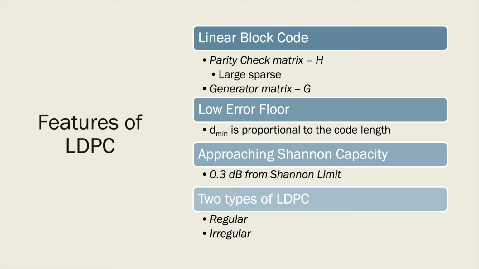The LDPC code can be further categorized into two types: regular and irregular LDPC code. The difference is that for regular LDPC, the number of ones in each row or column is a fixed number, whereas it is not constant in the case of an irregular LDPC. Studies show that irregular LDPC usually outperforms regular LDPC, and it is noted that a column weight greater than 3 is considered essential for a good code.